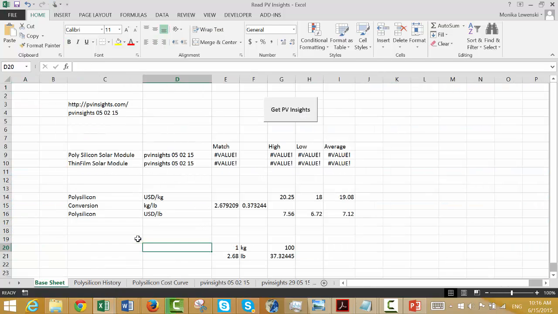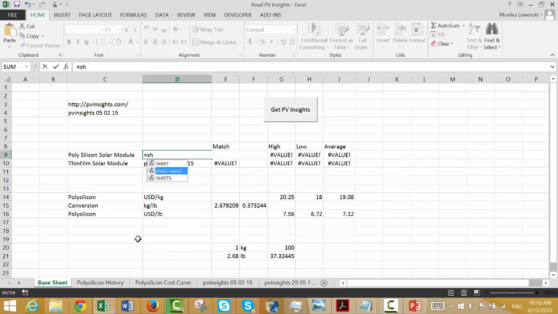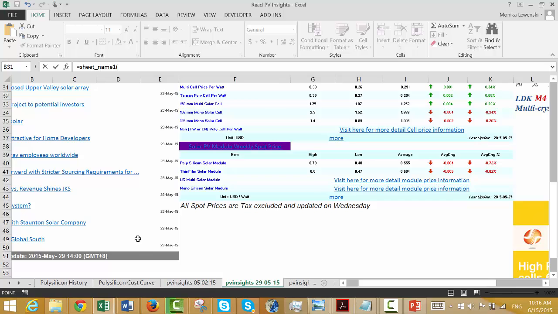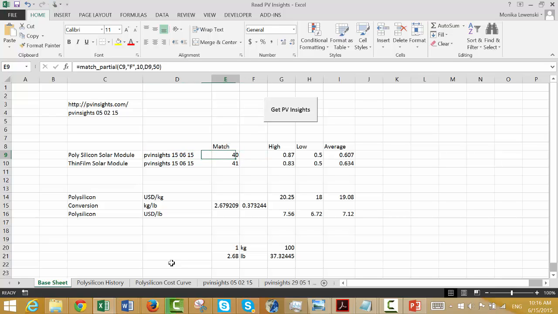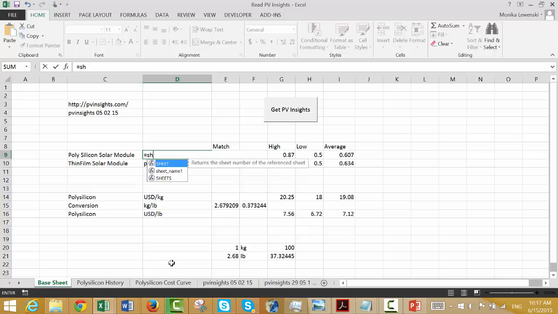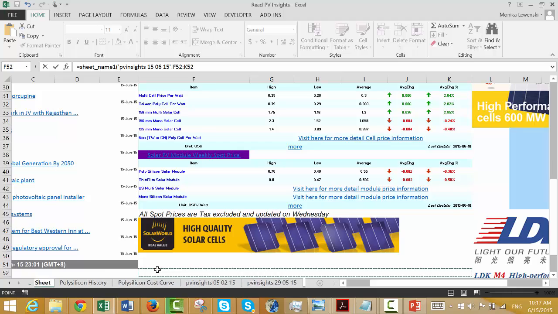If we wanted to find this number, let's put a sheet name. This is a sheet name, and then we can match the low, high, and average. Uh-oh. Look at these. They seem to be coming down even a little bit. This is 2015 6. This is the one. And I wanted 55 as the average.